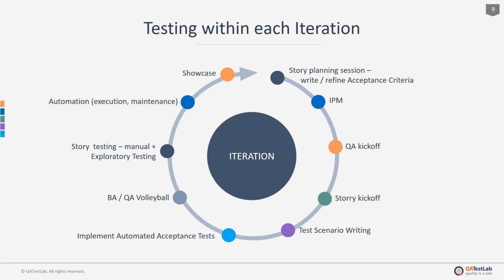Automate test scenarios. The QA team needs to identify test scenarios that make sense to be automated and which can be automated. Then the script automation should be started.